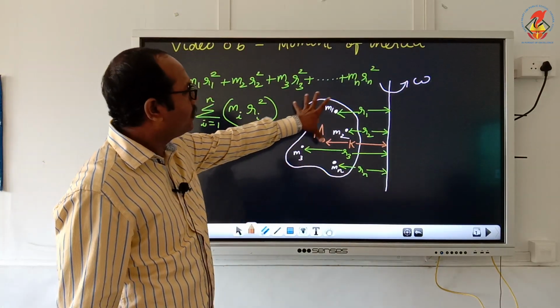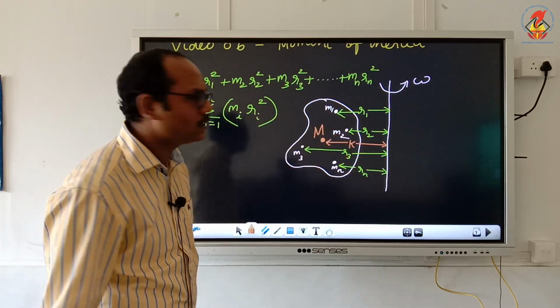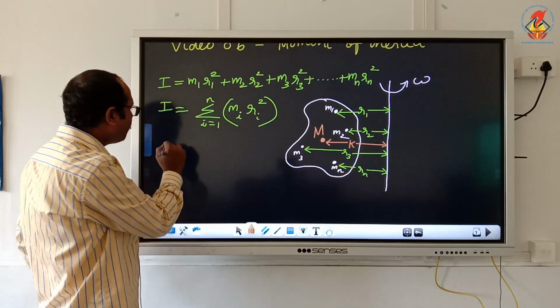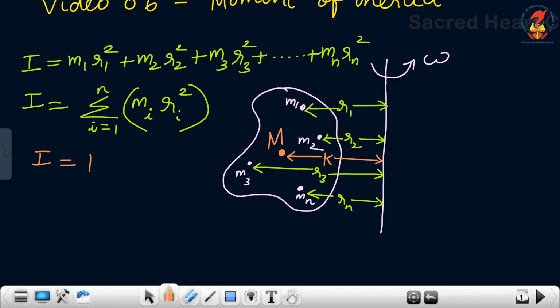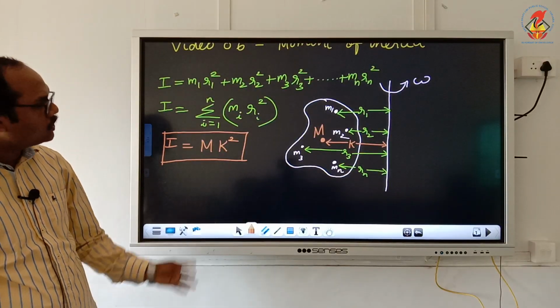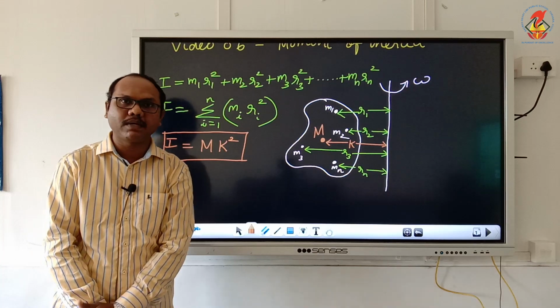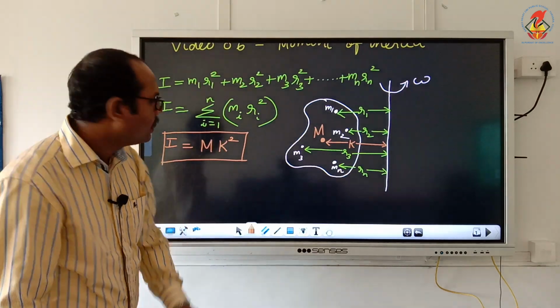So m is the total mass and k is the distance from that mass to the axis of rotation. So this equation can be written as I = mk². This is the easier expression for the moment of inertia. So if I know the radius of gyration, then I can find the moment of inertia using I = mk².